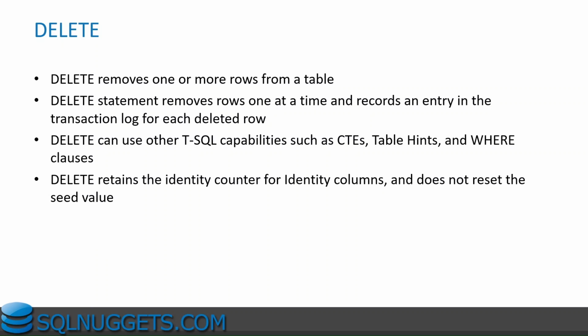Delete also retains the identity counter for any identity columns, and it does not reset the seed value. Now, this is important because if you have an integer or a bigint that is a primary key and identity, an auto-incrementing number, and you run the delete statement on your table, delete will not do anything to mess with the iteration of those values. So if there are 500 rows in your table and the identity is at number 500 and you run some deletes in there, the next insert that comes in will pick up the next iteration, which would probably be 501. That's very important because truncate does not act like that. We'll see that here in a moment.